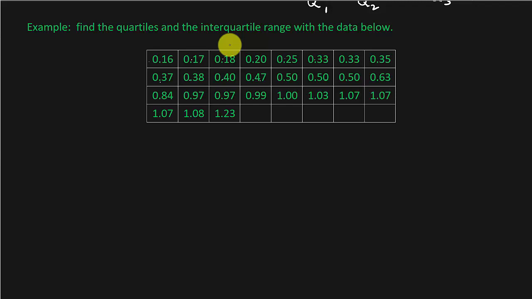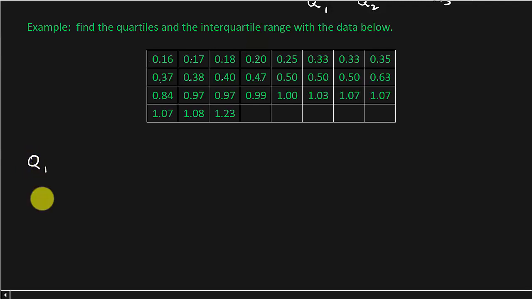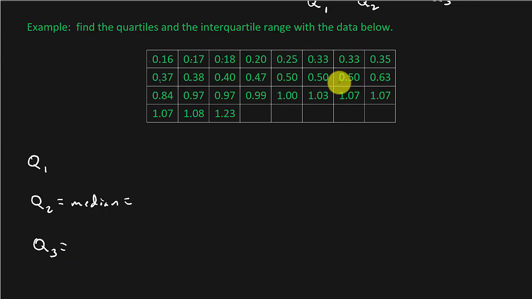All right, so what do we do? We're going to find Q1, Q2, which is the median of the data, and we're going to find Q3. So let's find Q2 first. It's the median of all the data, so it's the number in the middle. So how many data values do we have? Let's see, 1, 2, 3, 4, 5, 6, 7, 8. And 3 rows of 8, so that's 24, 25, 26, 27. So we have 27 data values.